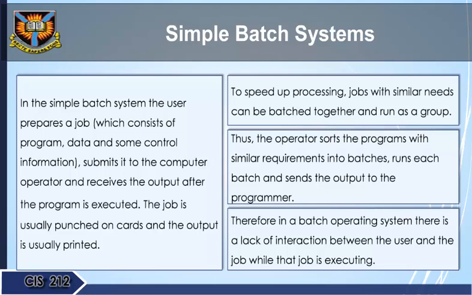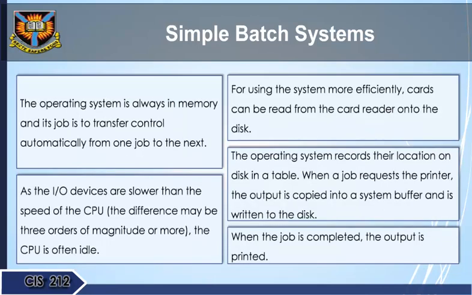Therefore, in a batch operating system, there is a lack of interaction between the user and the job while that job is executing. The operating system is always in memory, and its job is to transfer control automatically from one job to the next. As the I/O devices are slower than the speed of the CPU, the difference may be 3 orders of magnitude or more. The CPU is often idle.